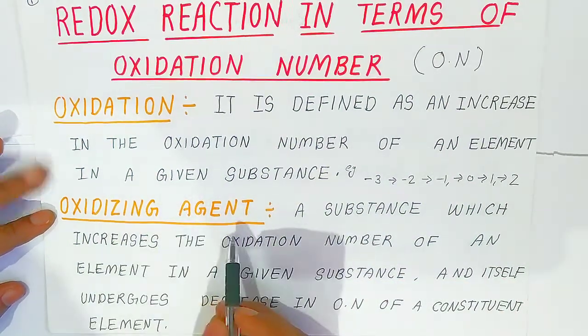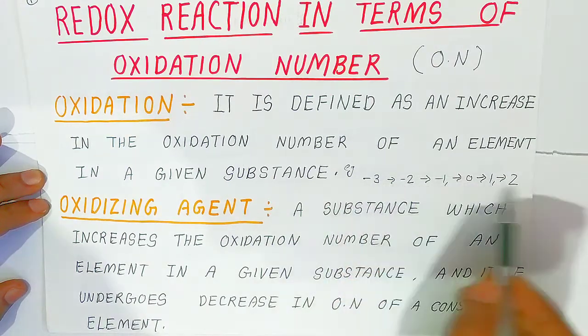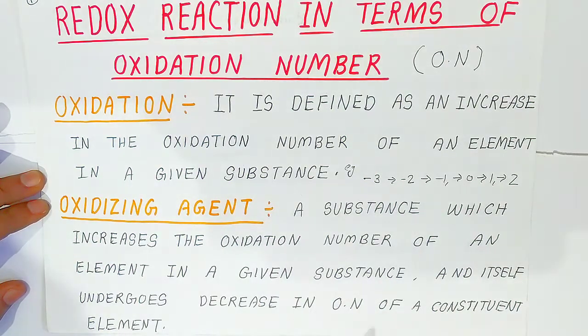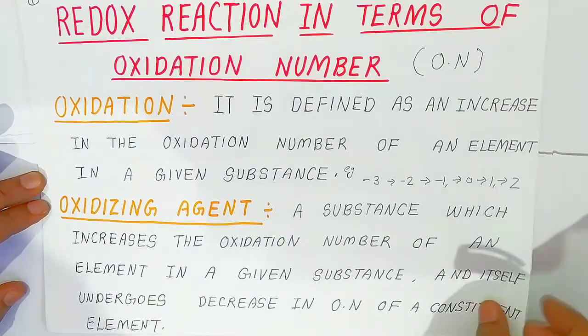Now what is an oxidizing agent, students? A substance which is responsible for increasing the oxidation number of an element in a given substance, and itself undergoes decrease in the oxidation number of its constituent element, is called an oxidizing agent.